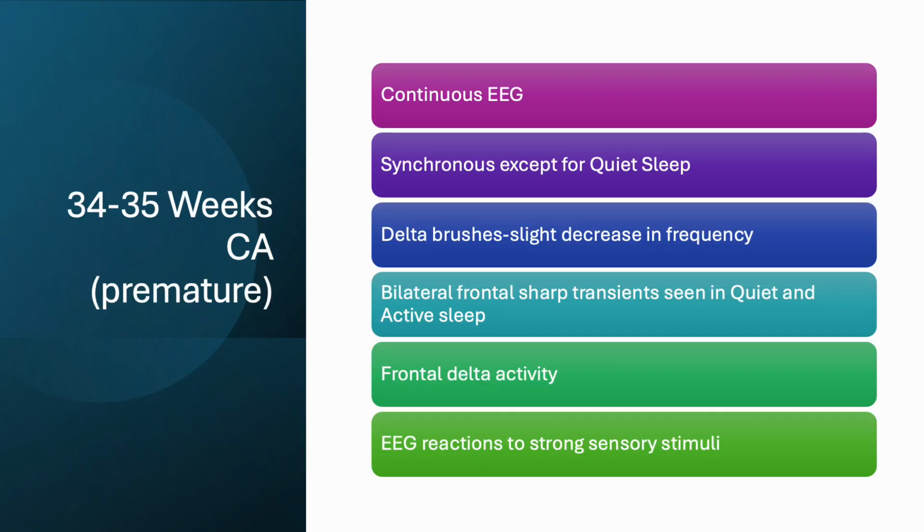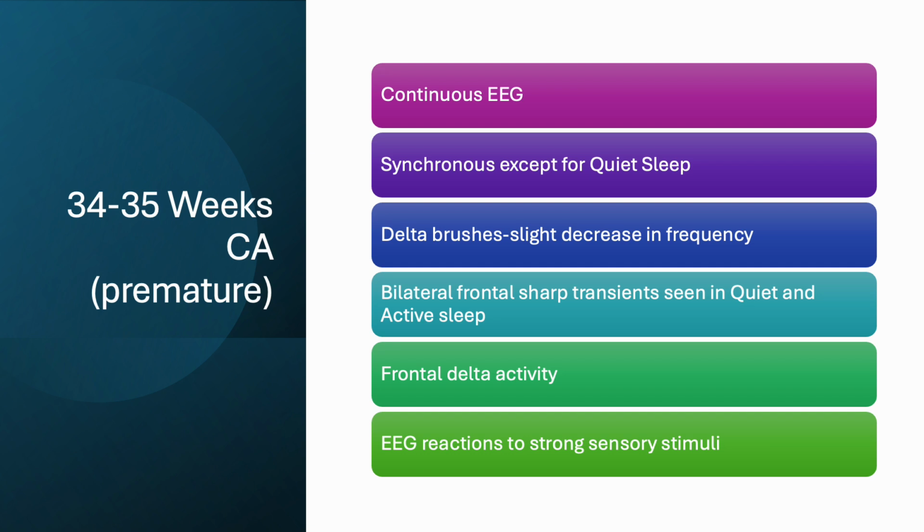At 34 to 35 weeks, the infant should show continuous EEG and synchronicity within the EEG, except for quiet sleep. Delta brushes are still there, but not as many as before. The transient sharp waves continue to be seen, and they are now showing in both hemispheres of the frontal region in both active and quiet sleep. Frontal delta activity also begins.